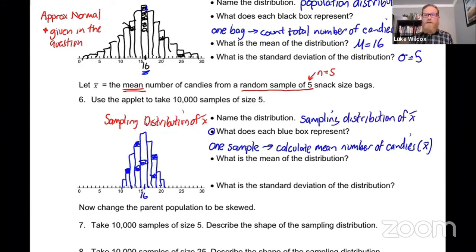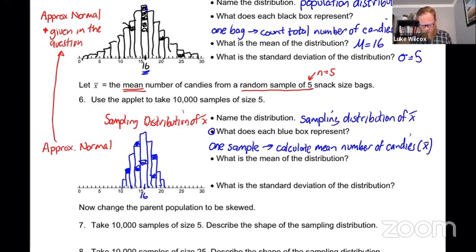Now let's see if we can describe that distribution. And I'm going to start with the shape. And we noticed right away the shape was also approximately normal. And if I had to justify that, I would say because the population distribution is approximately normal, which we were told in the problem.